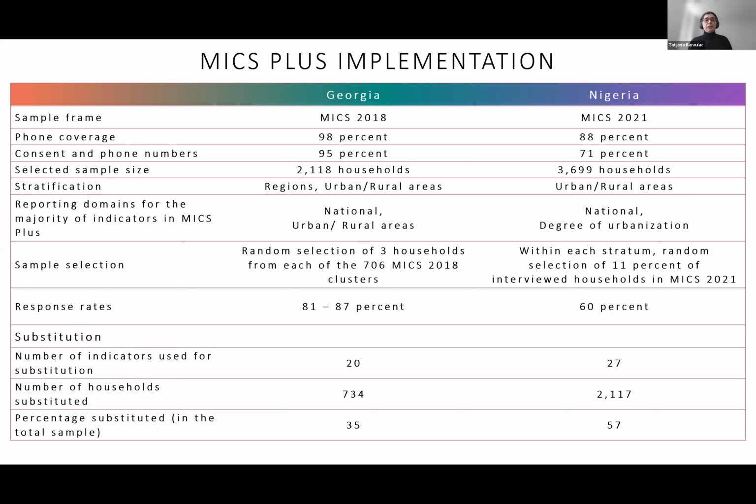Mix was with very high response rates. Georgia was around 95%, Nigeria even higher, around 98%. And the phone coverage in both countries also was quite high, especially for Georgia. You can see it on the screen, it was almost 100%, while for Nigeria, we had 88%.